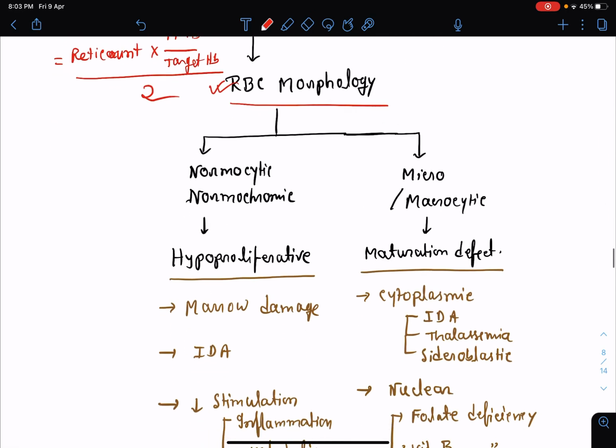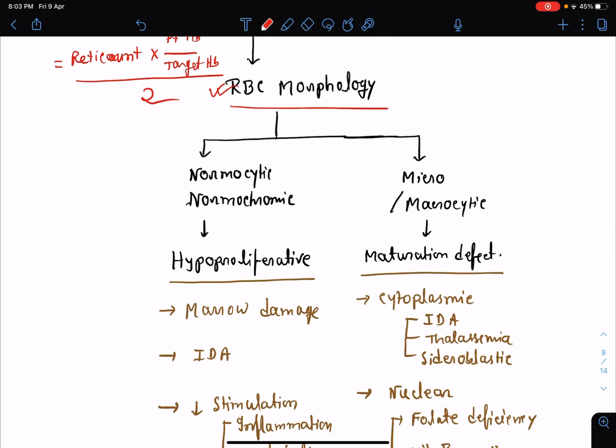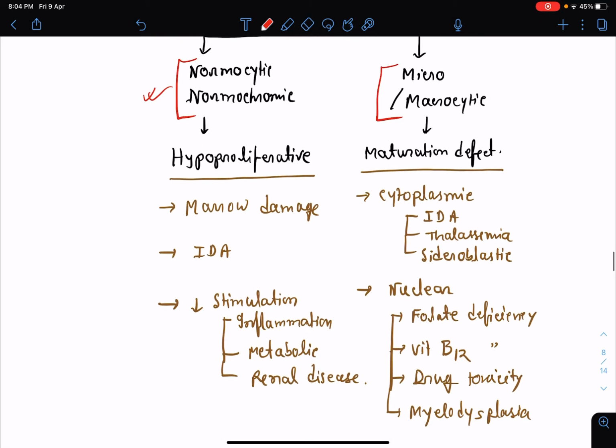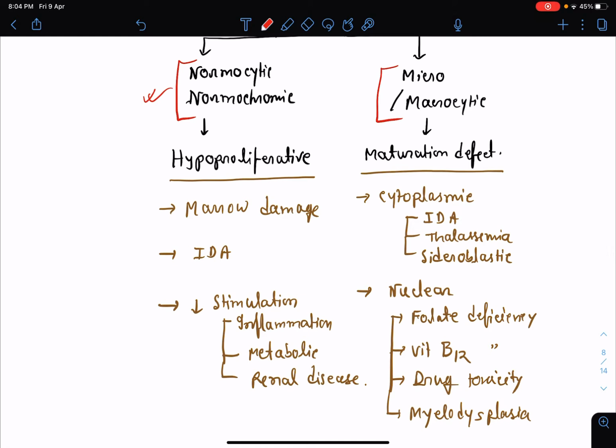Now, RBC morphology can be of two types. Either RBC can be normocytic and normochromic, or it can be microcytic or macrocytic. Okay, so if it is normocytic normochromic, then we're going to say that this is hypoproliferative anemia. That means if the RPI or reticulocyte production index is less than 2.5 with RBC morphology of normocytic normochromic, then it will be a hypoproliferative anemia.